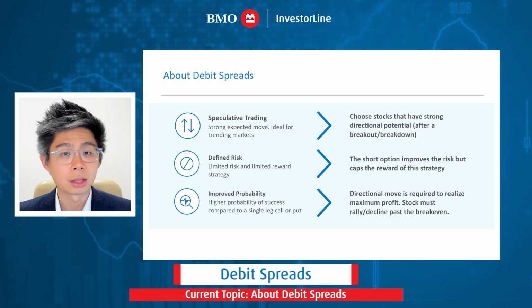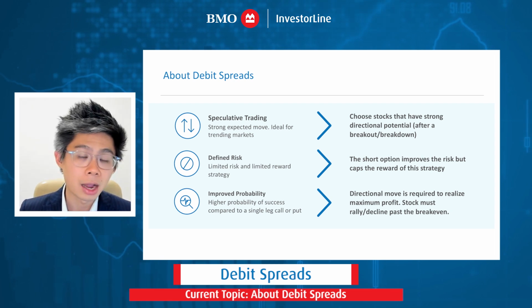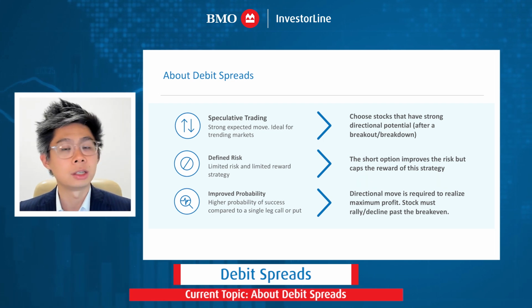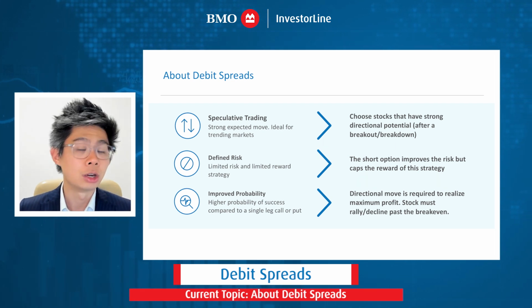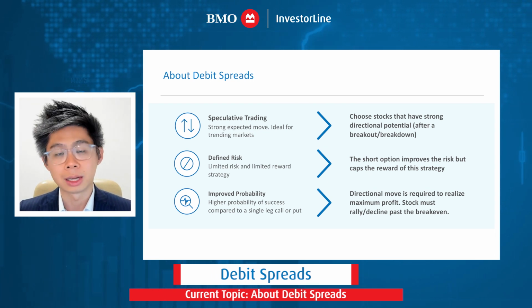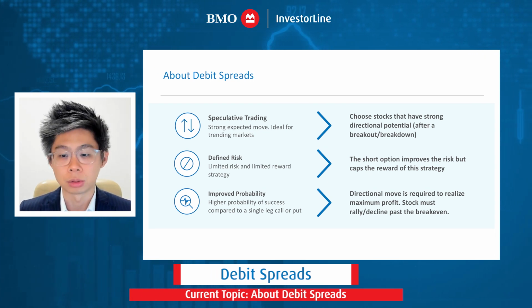a scenario analysis to see if the stock goes higher, if it goes lower, where do you outperform between the single leg strategy versus the multi-leg strategy, and show you how you improve your odds of success when you use multi-leg strategies such as a debit vertical spread.